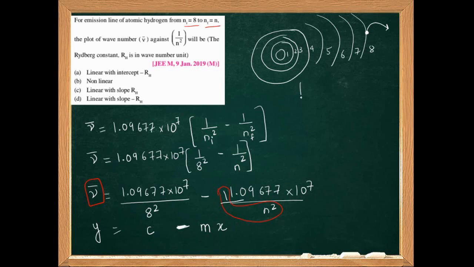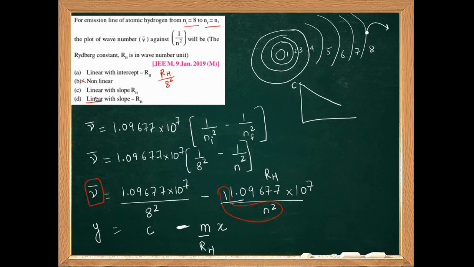Since X has a negative sign, the line is a decreasing line. It has a y-intercept which is c. The slope m is the value of the Rydberg constant, so this will be my RH. The line is linear. We know this is a straight line equation. So linear is the right option amongst these; the other two are definitely not the option. And the intercept is RH upon 8 square. So linear with intercept minus RH. No, the intercept is RH upon 8 square.